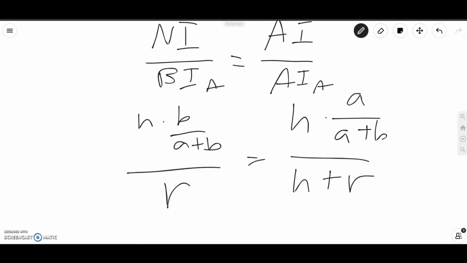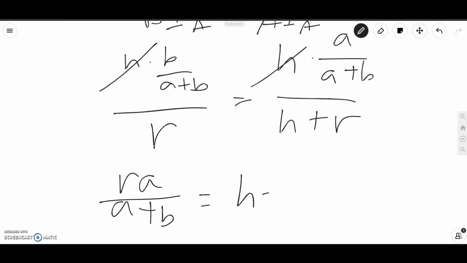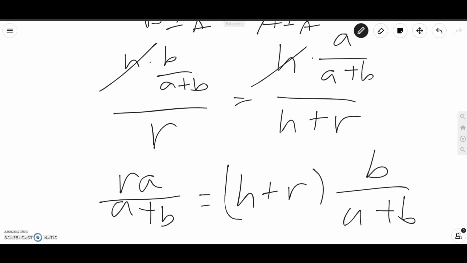All right. So now we can break out our similar triangles ratio here and simplify it a little bit. So the H's cancel out from both sides. And so rewriting this down here, RA over A plus B equals H plus R times B over A plus B. And our job is to solve for R.